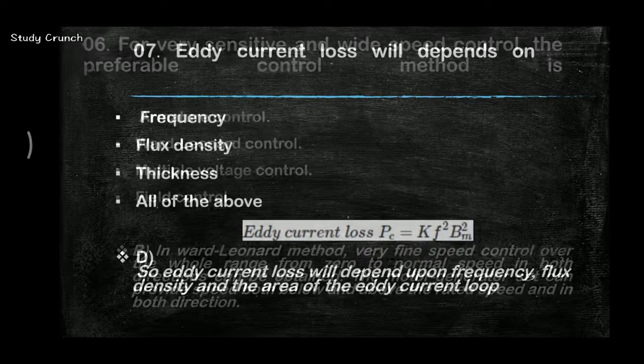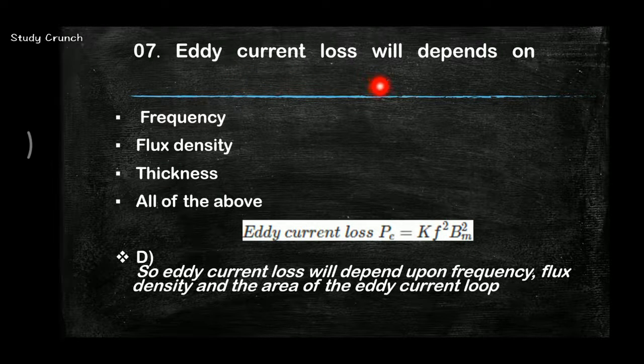Next, eddy current loss will depend on which parameter? So eddy current loss depends upon the frequency, flux, as well as the thickness. We know that eddy current loss is equal to K F squared Bm squared. So it will depend on all these three. So the answer will be D, that is all of the above.